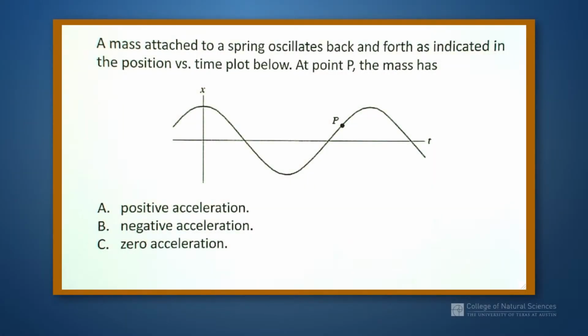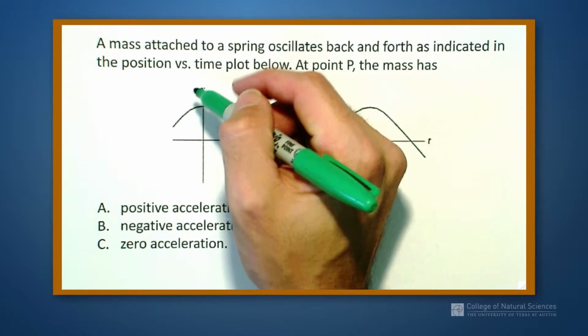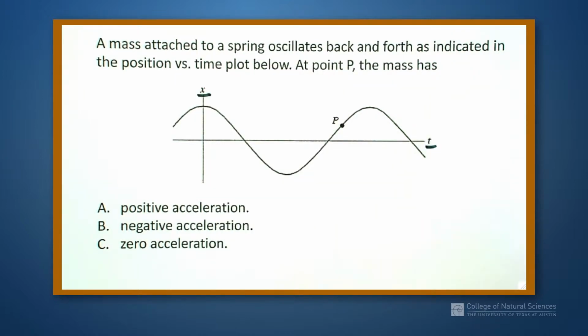This question says that we have a mass attached to an oscillating spring, back and forth. It oscillates back and forth, and is indicated by a position versus time graph. And we have position on our y-axis and time on our x-axis. At point P, the mass has what type of acceleration? It's a little bit of a tricky question.